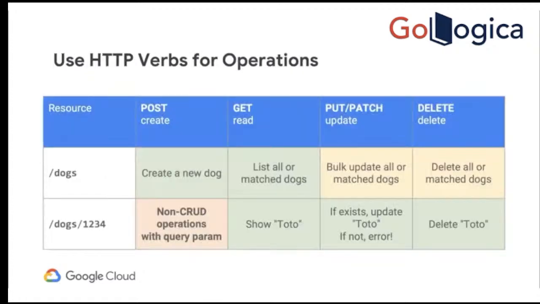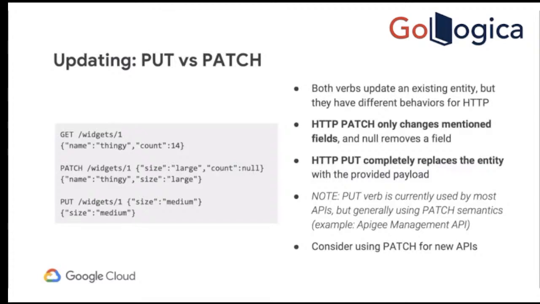So the same thing that we saw in the table previously. The only thing is that with dogs 1 2 3 4, in the POST you can perform a non-CRUD operation, with the query parameter. So if you are using a query parameter and it is not a standard create, read, update, delete, then you can perform that activity, that is allowed. But a standard create you cannot do.